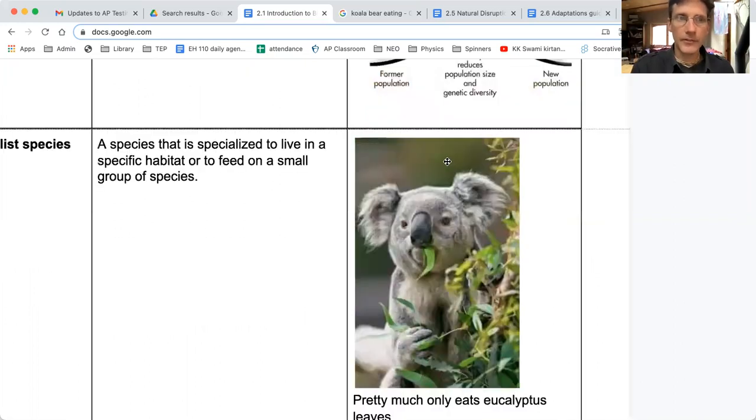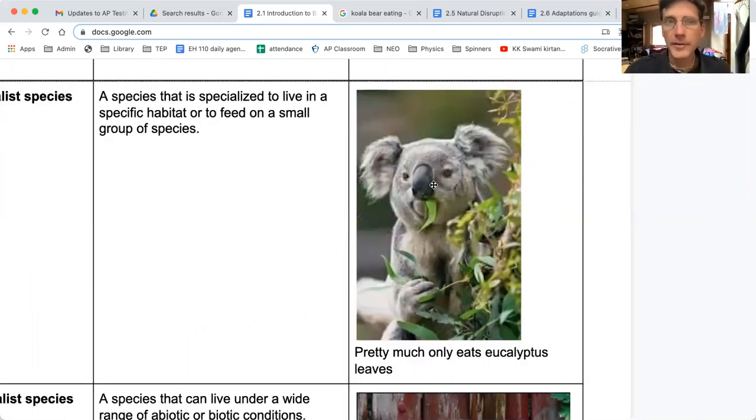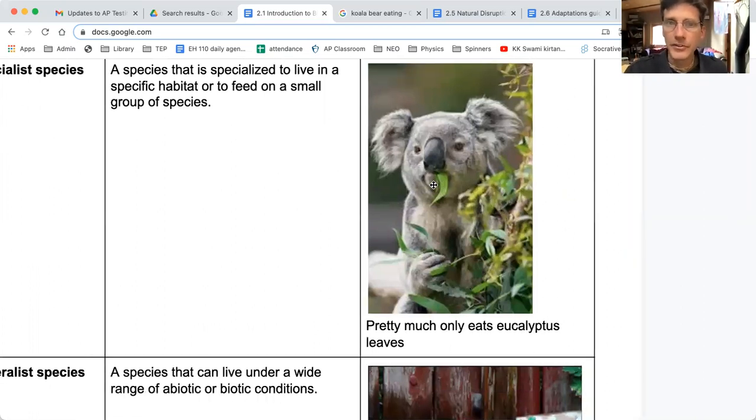Okay, for specialist species, a little example here of a koala who mostly feeds on eucalyptus. So that's a really good example of a specialist.